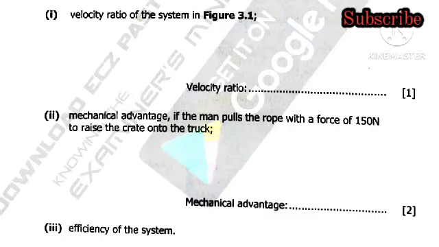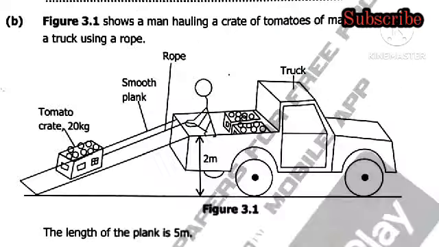The first question: calculate the velocity ratio of the system in figure 3.1. What is the velocity ratio of the system in figure 3.1? Number 2, calculate the mechanical advantage if the man pulls the rope with a force of 150 newtons to raise the crate onto the truck. So I'll find these two answers at the same time: velocity ratio and mechanical advantage.